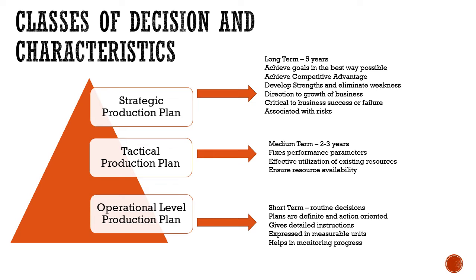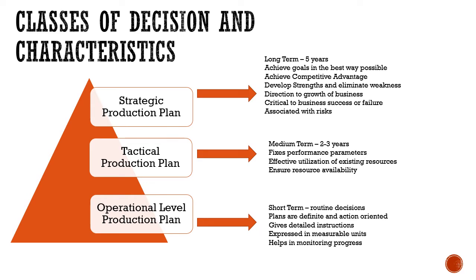It's short term for routine decisions, day-to-day activities. The plans are definite and action oriented. It gives detailed instructions as to what is to be done, when it is to be done, how it is to be done. It's always expressed in some measurable units. Say 30 pilots have to be hired, or 1 million is the budget for purchasing this. So things like that, it's given specifically.